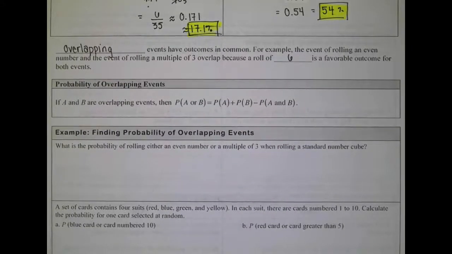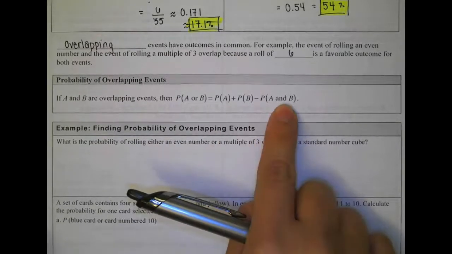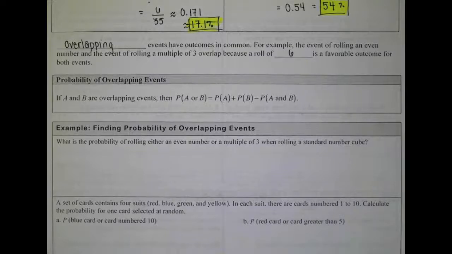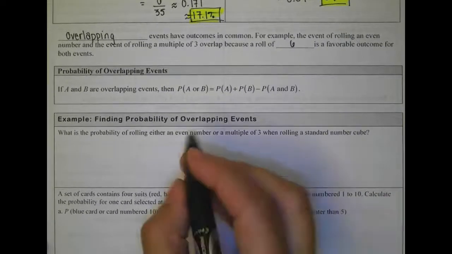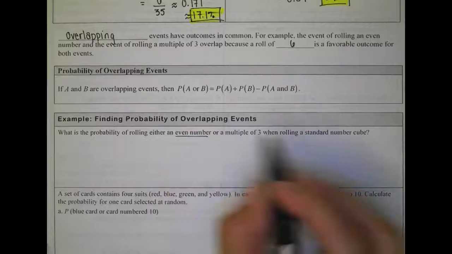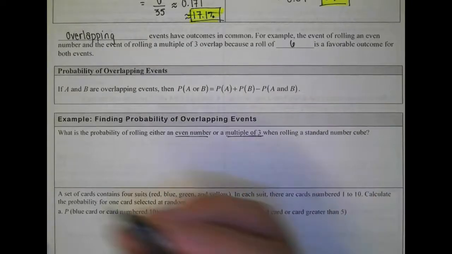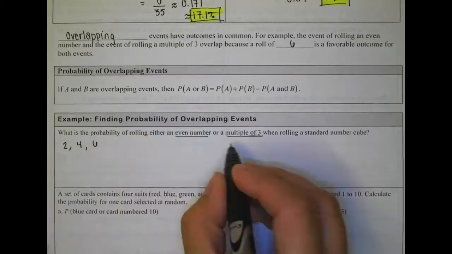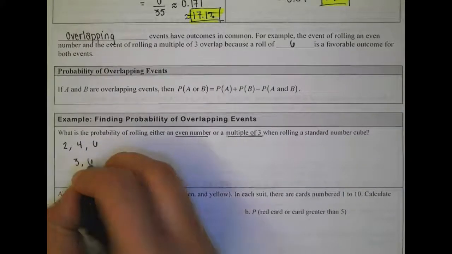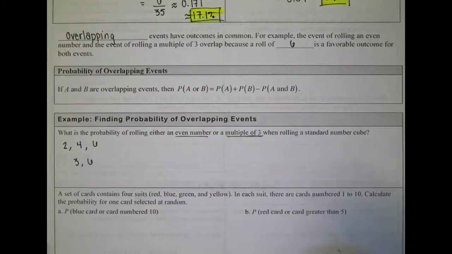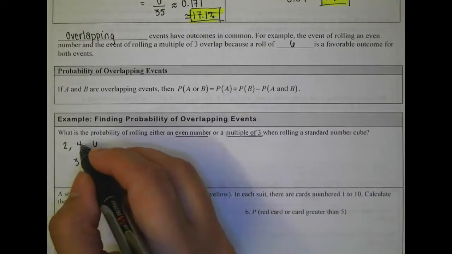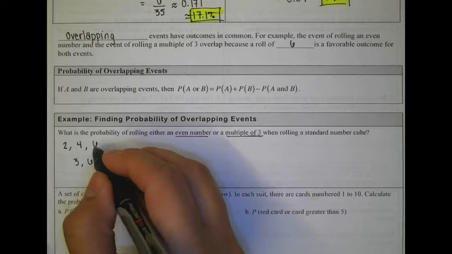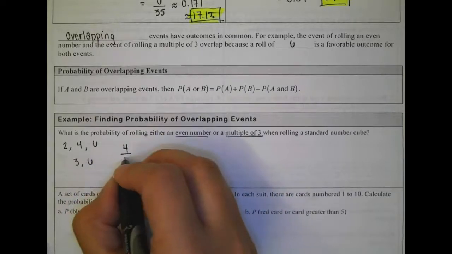What is the probability of rolling either an even number or a multiple of 3 when rolling a standard number cube? All right, before I use this formula, I'd like to just solve this through logic, just from thinking about it. The probability of rolling an even number or a multiple of 3. Well, on a 6-sided die, the even numbers are 2, 4, and 6. A multiple of 3 would be 3 and 6. So the probability of rolling a 2, 3, 4, or 6 would be 4 out of 6.